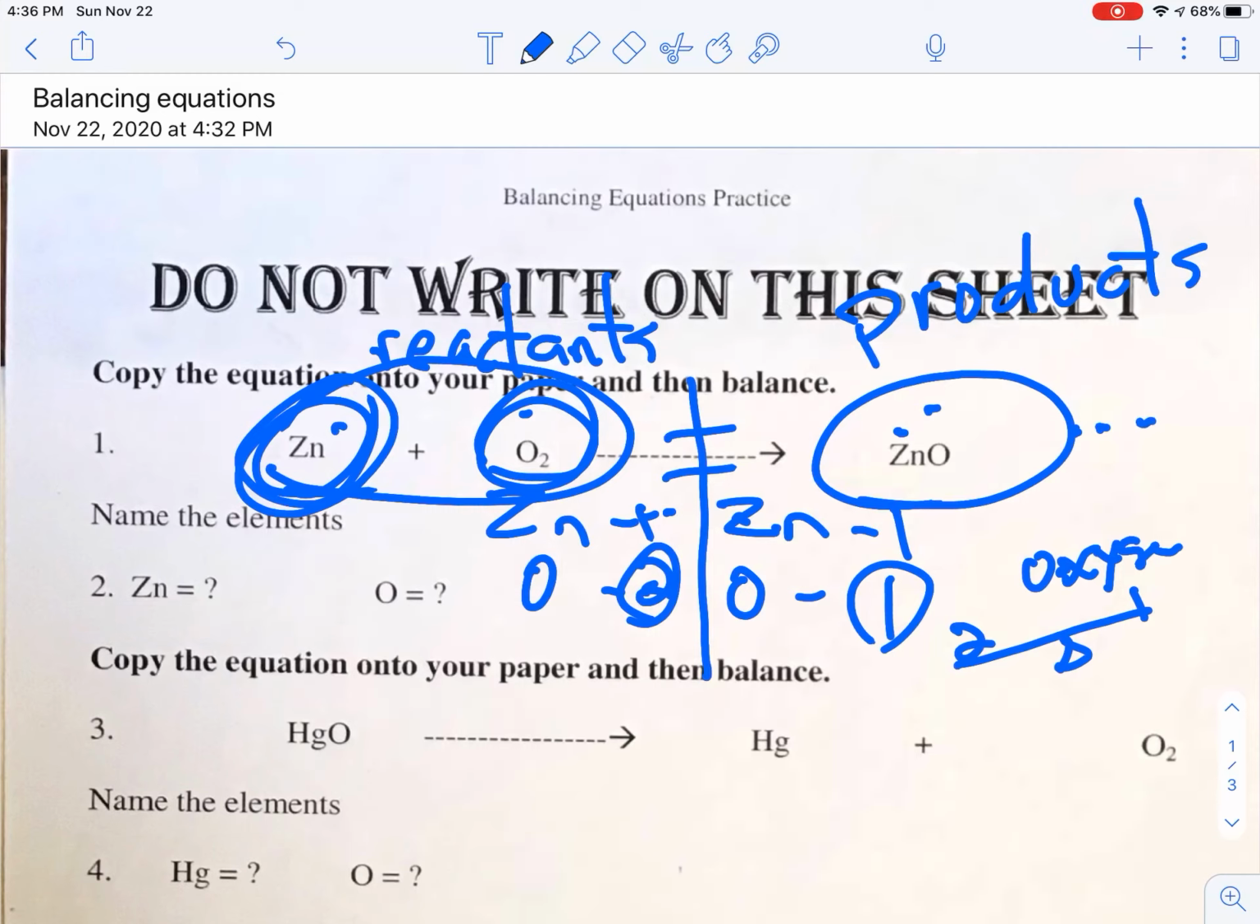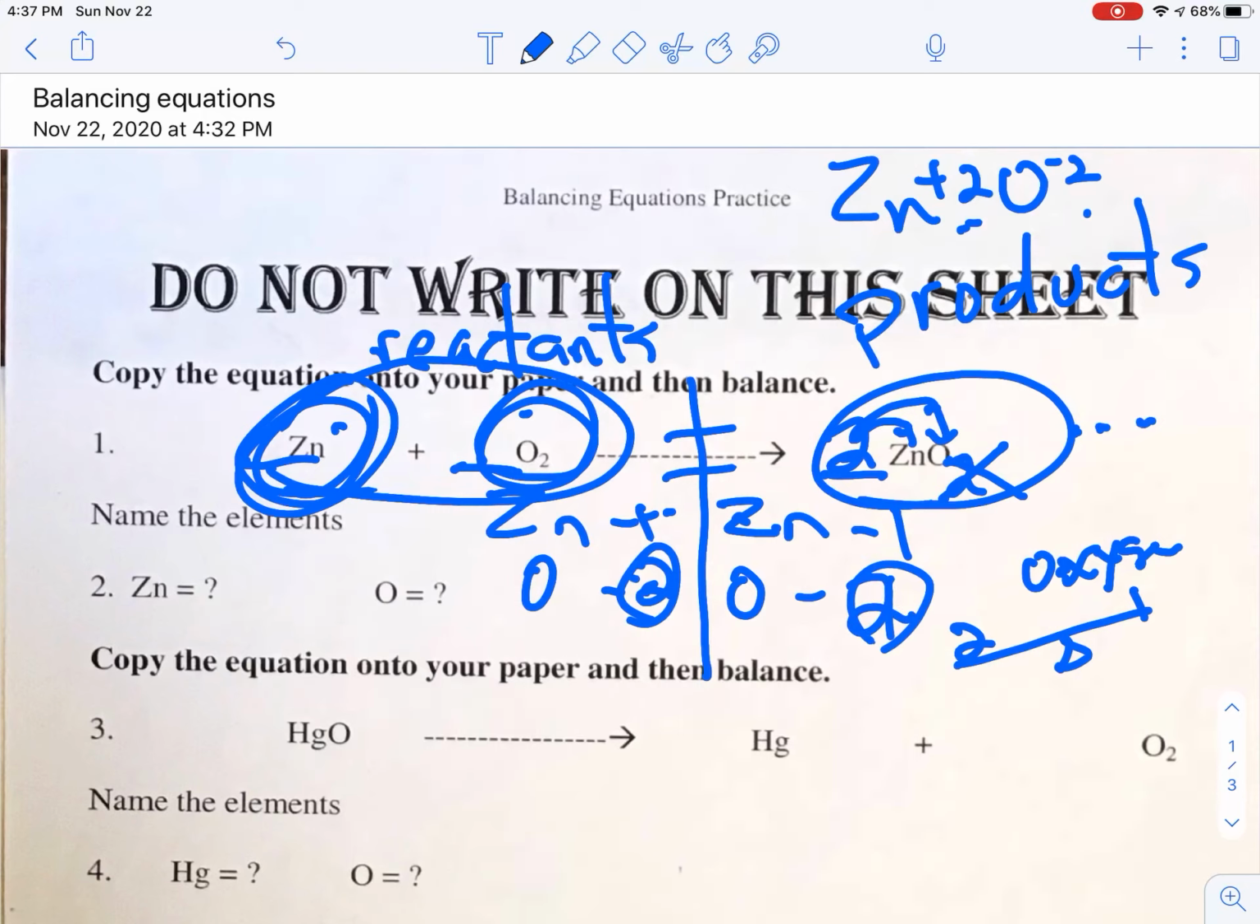A lot of students will try to add a subscript, but we know that's a big no-no because zinc is a +2, oxygen's a -2. There doesn't need to be any subscripts. The only thing you're allowed to do is add numbers in front. There's already invisible ones in front of these. If I put a 2 here, that goes for everything behind it. And so I have made 2 oxygens, so that's good. But how many zincs have I made? 2. So there's now 2 zincs.